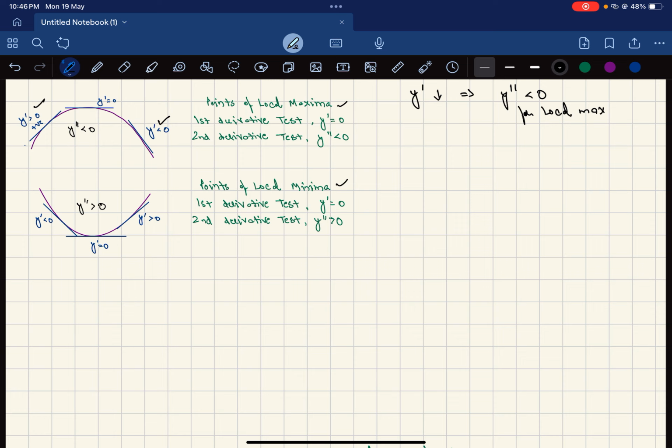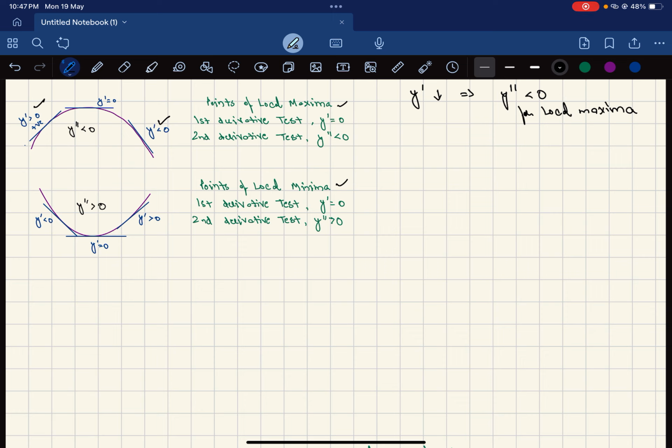This was also the second derivative test to check whether a point is a local maxima or a local minima. In case of a local maxima, the second derivative should be less than 0, and in case of a local minima, the second derivative should be greater than 0.